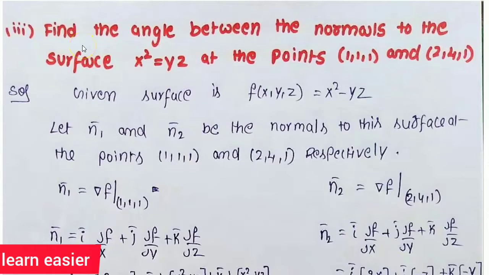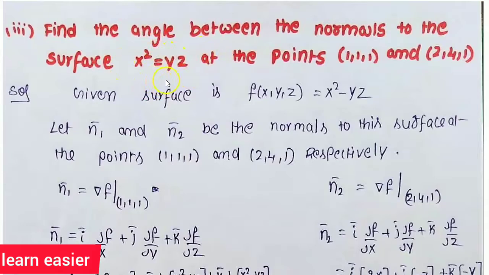Hi friends, today we will continue the problems based on gradient. Here is the third problem. Find the angle between the normals to the surface x square equal to yz at the points (1, 1, 1) and (2, 4, 1).